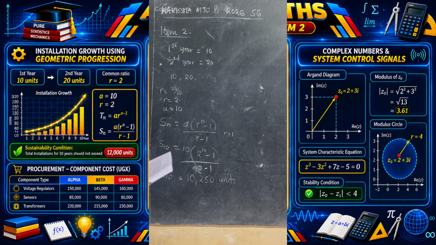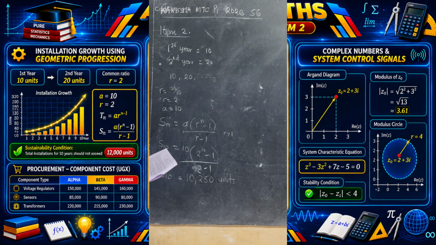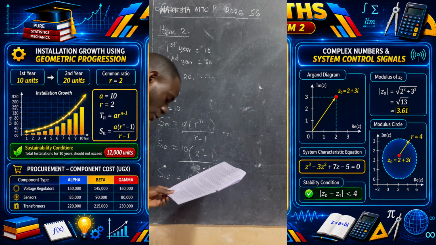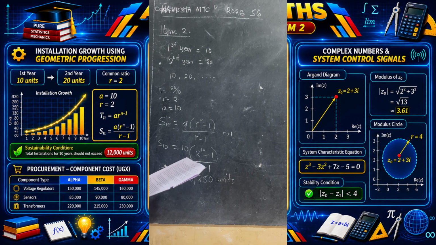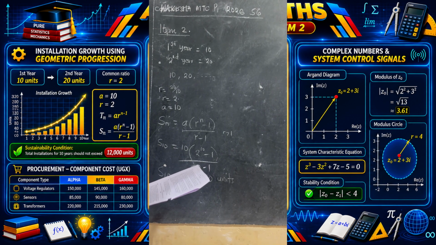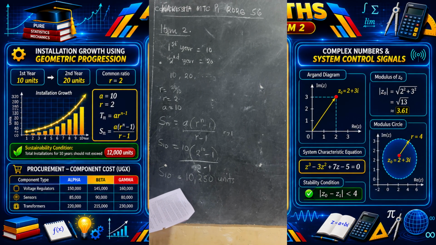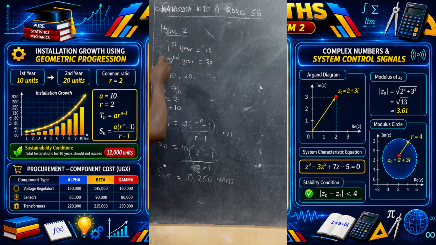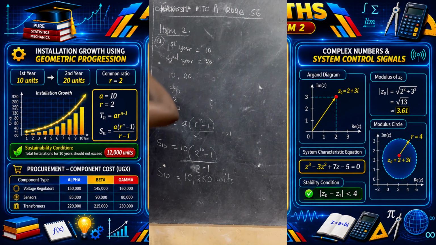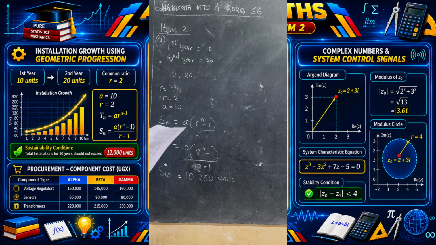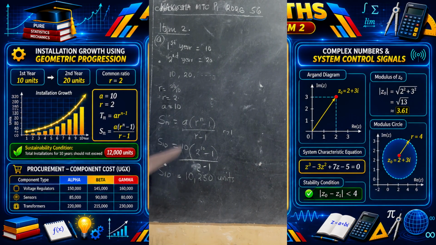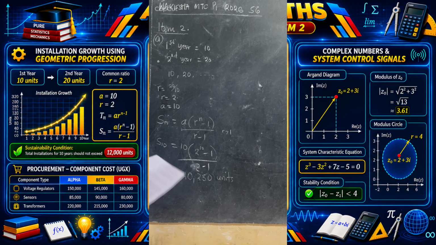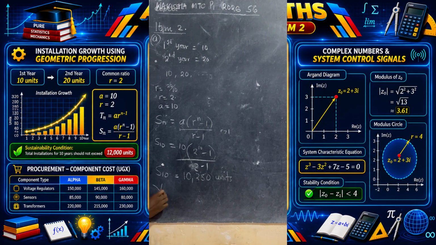So they told us that, however, the operational budget can only support the expansion if the total number of units installed during the first 10 years does not exceed 12,000. So we are saying that after 10 years, we just have about 10,000 units. So I'll conclude with part A, since they want me to help the planning team establish if the installation program will be financially stable, suitable, sustainable, I'll say yes.